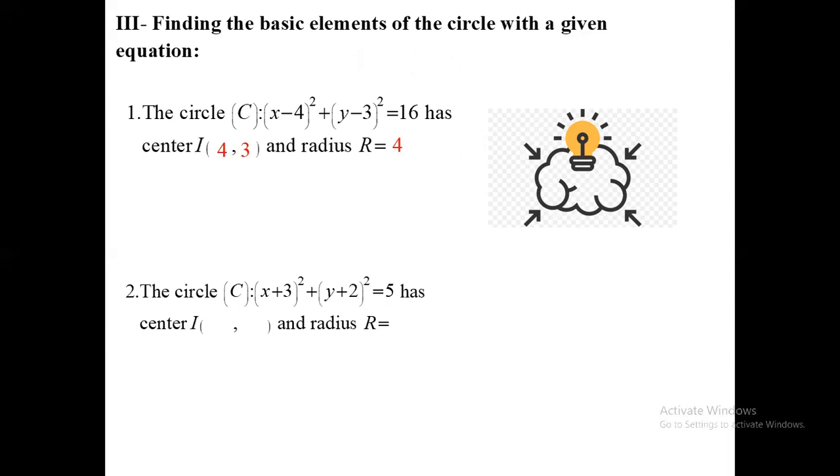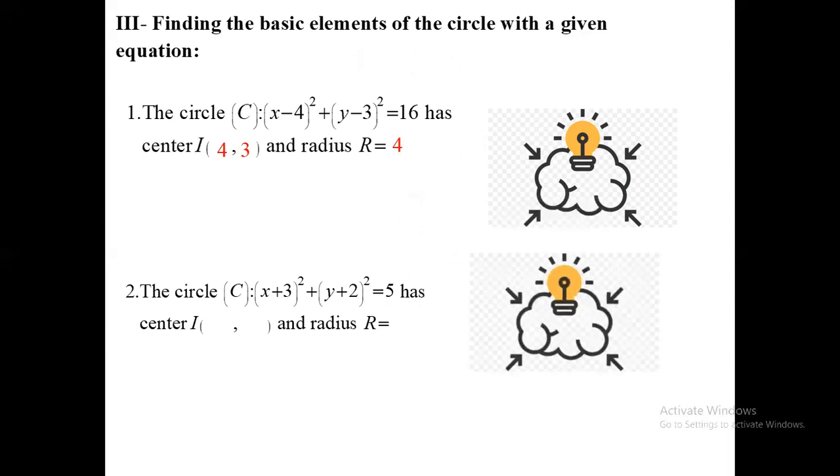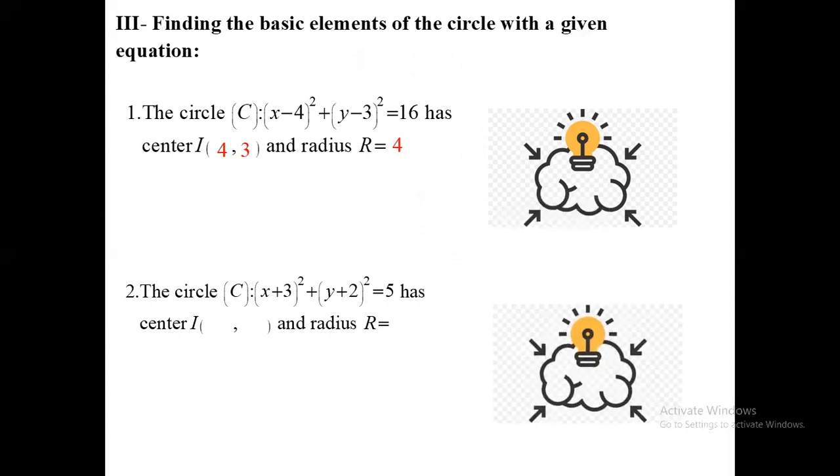Another example, the circle C, (x + 3)² + (y + 2)² = 5 has center (-3, -2) and radius √5. Let's move to a new example. The circle C, 2x² + 2y² - 9 = 0 has center and radius. You need to find that.